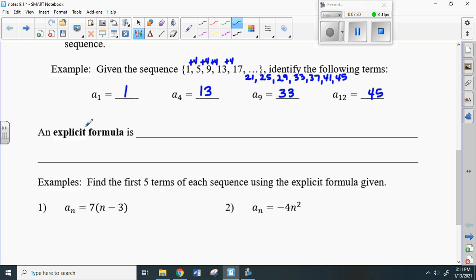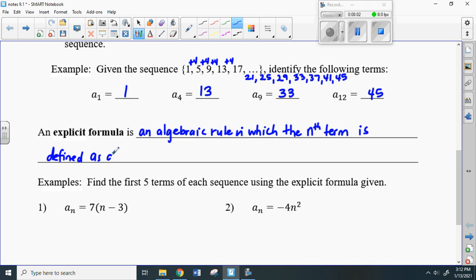So an explicit formula is an algebraic rule in which the nth term is defined as a function of n. So let's talk about what that means.